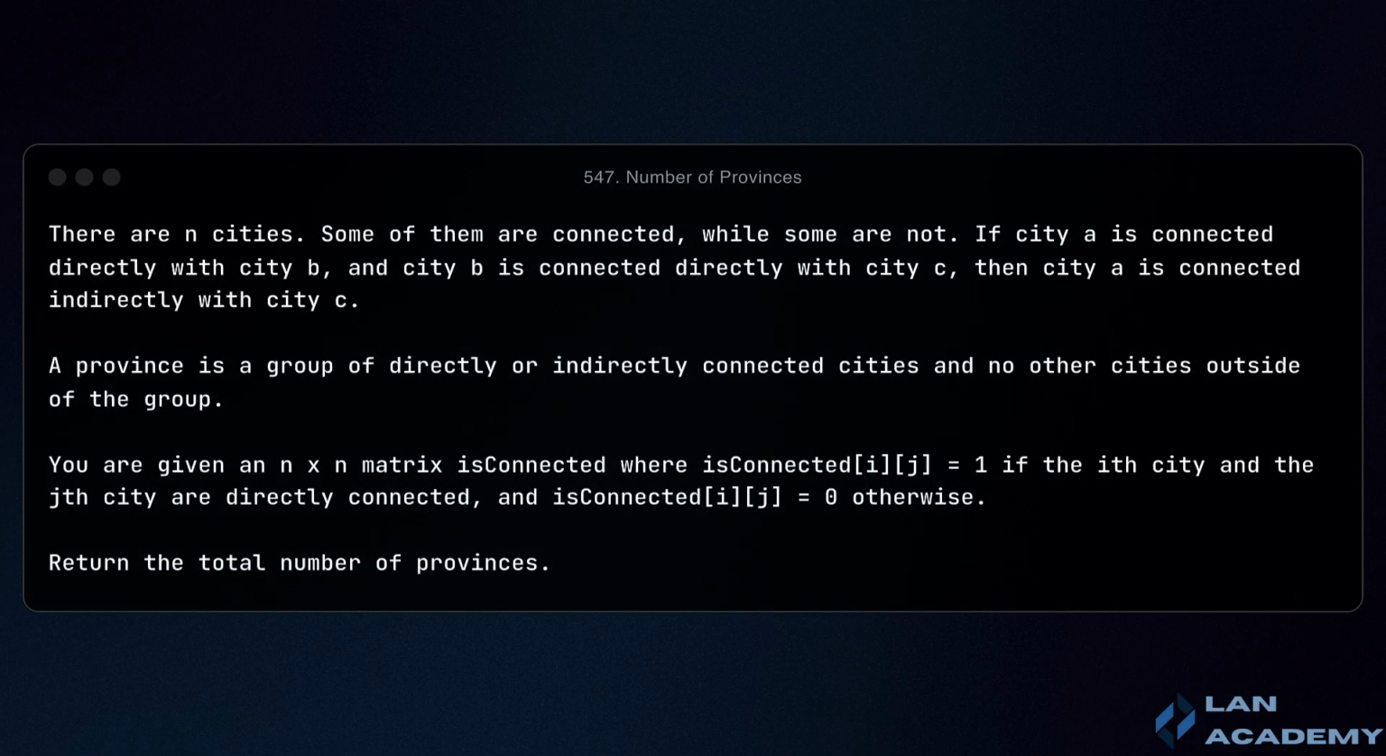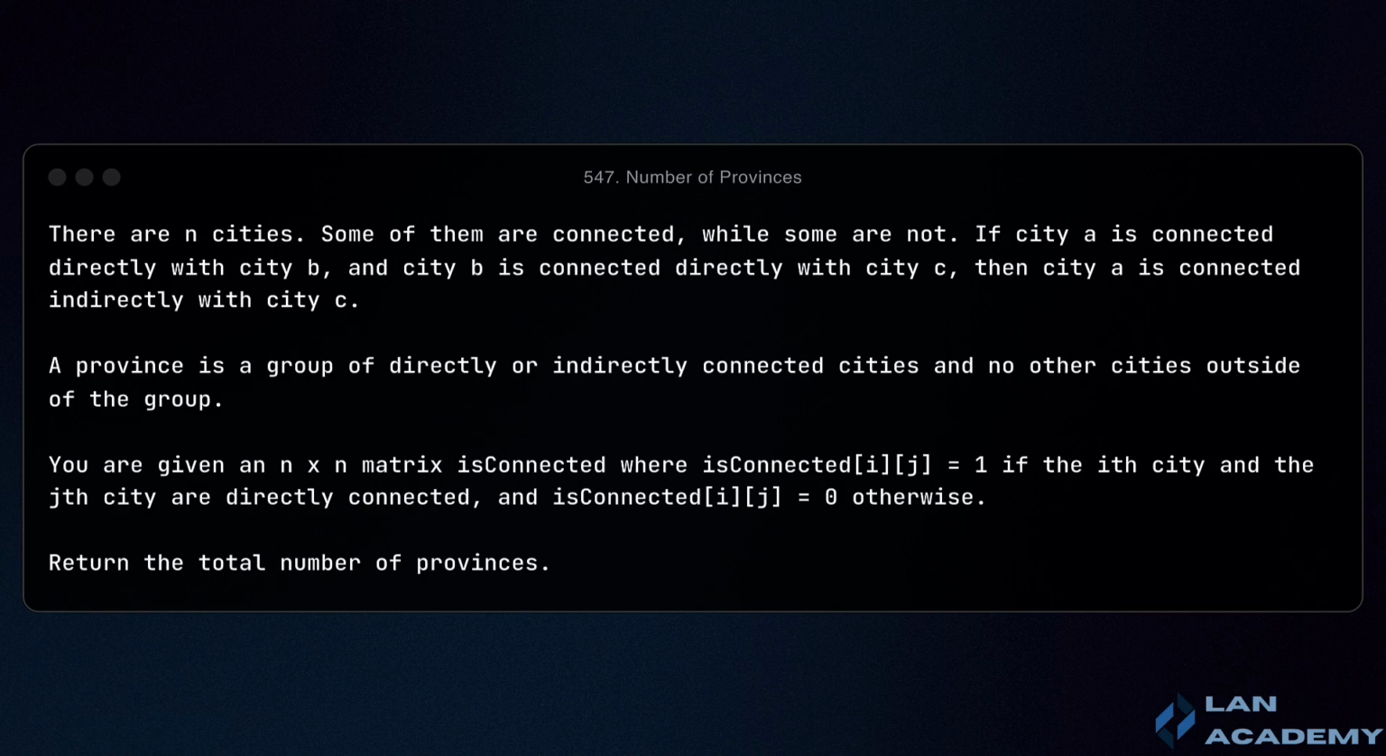In this problem, we are tasked with determining the total number of provinces in a set of connected cities. There are n cities numbered from 0 to n-1. Some cities are directly connected to each other, while others are not. If city A is directly connected to city B and city B is directly connected to city C, then city A is indirectly connected to city C.